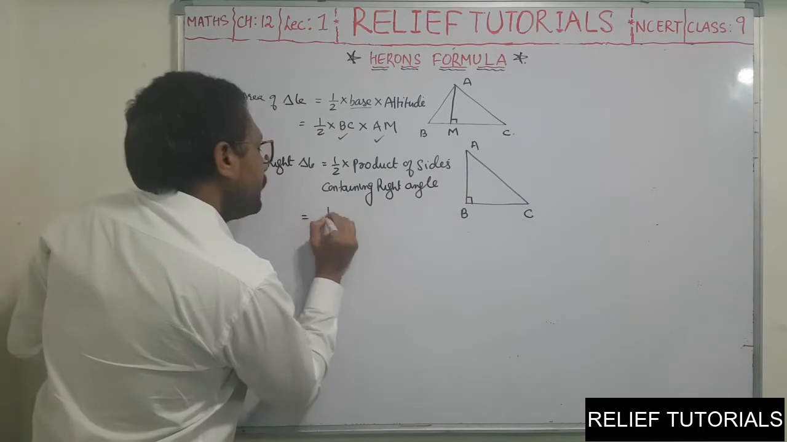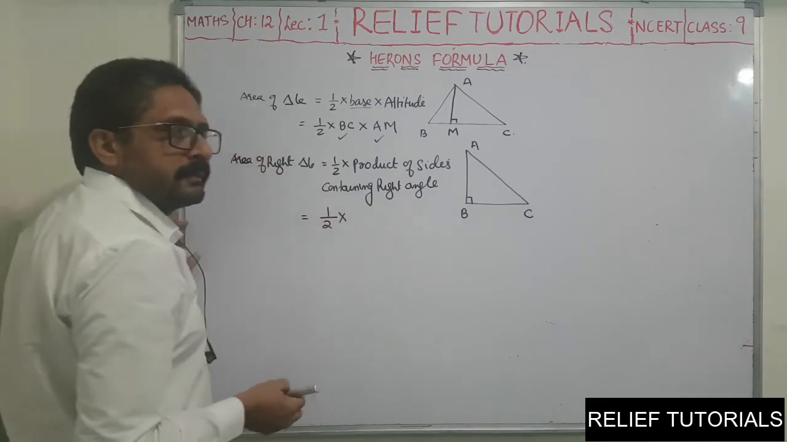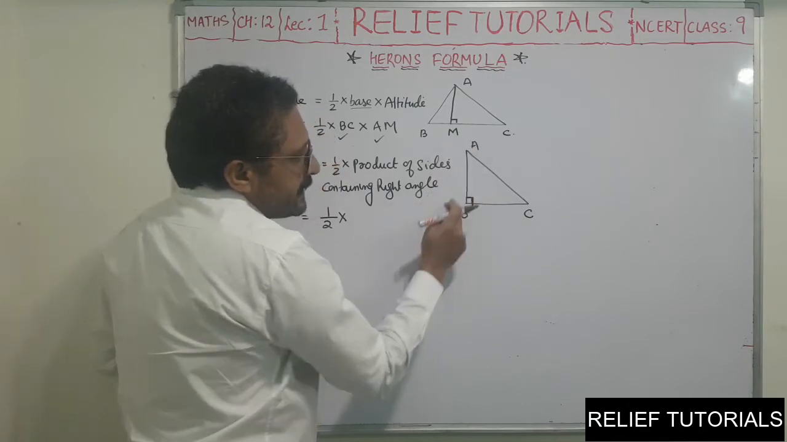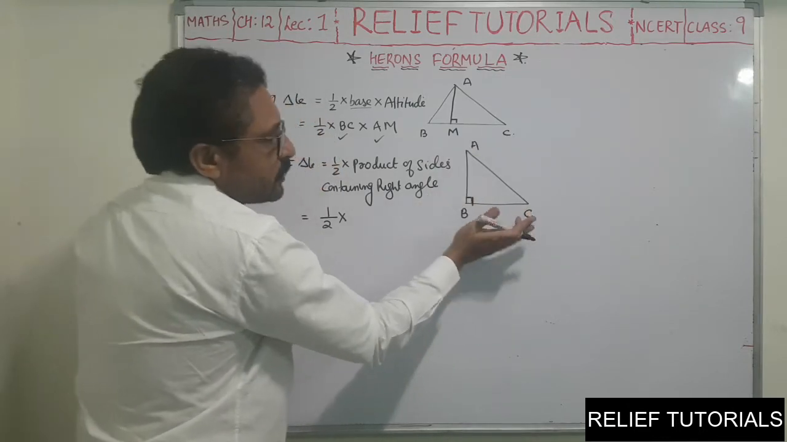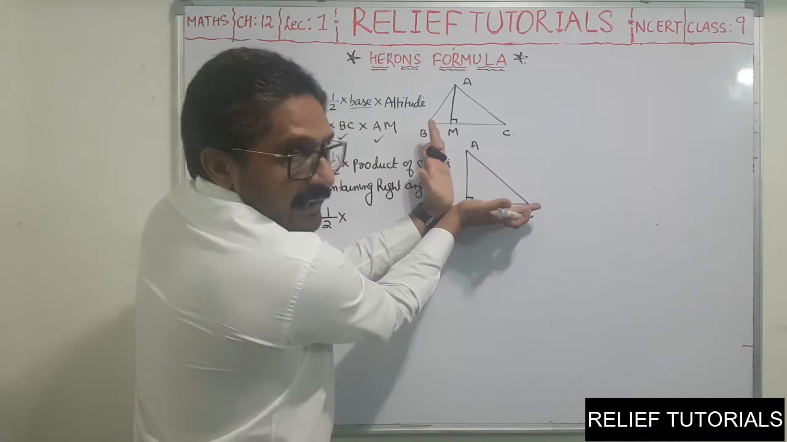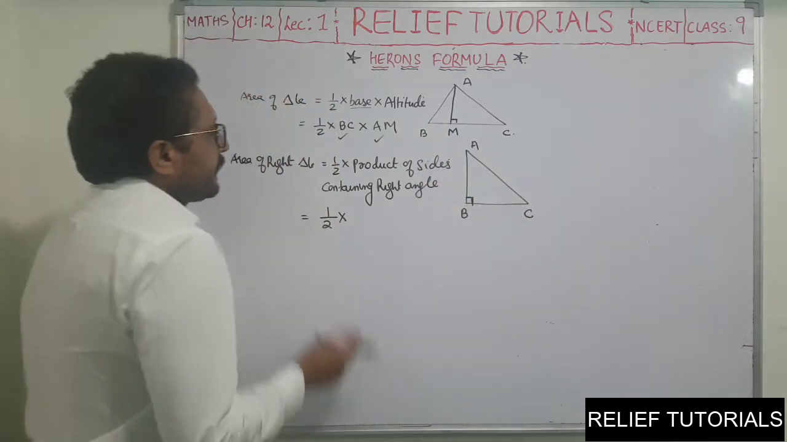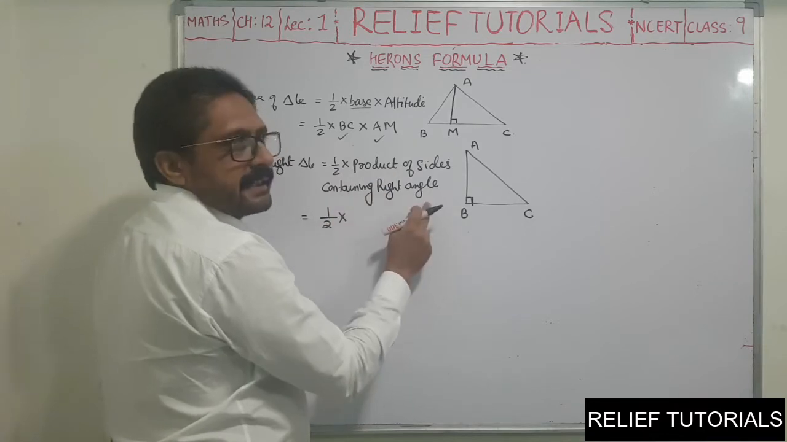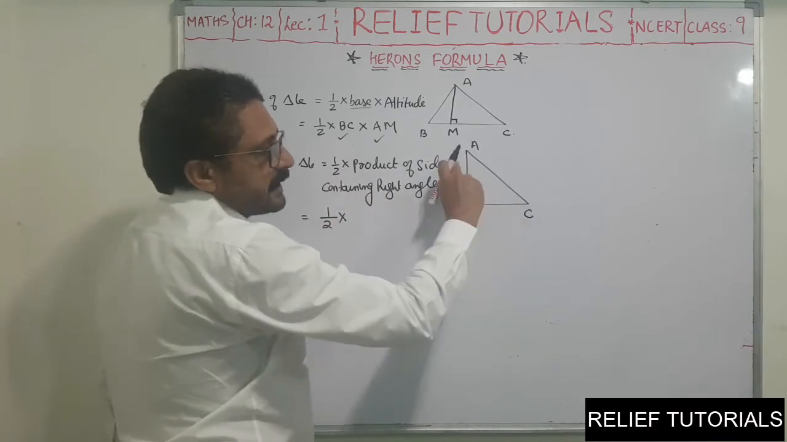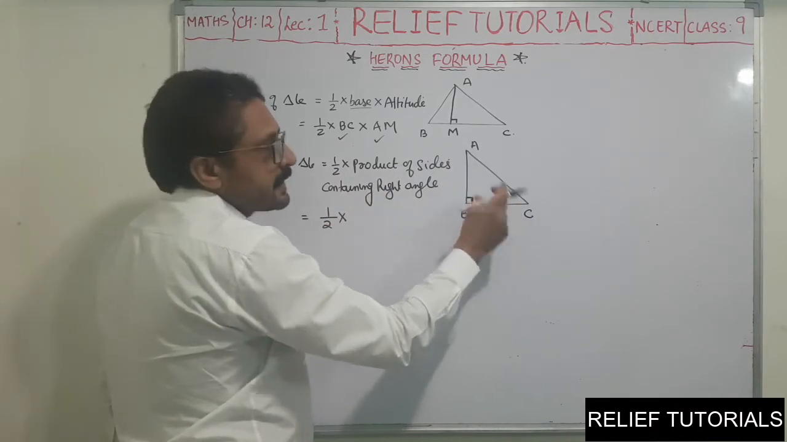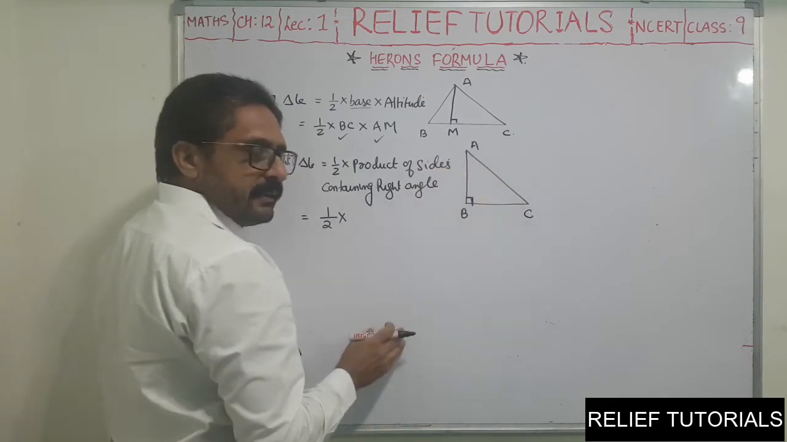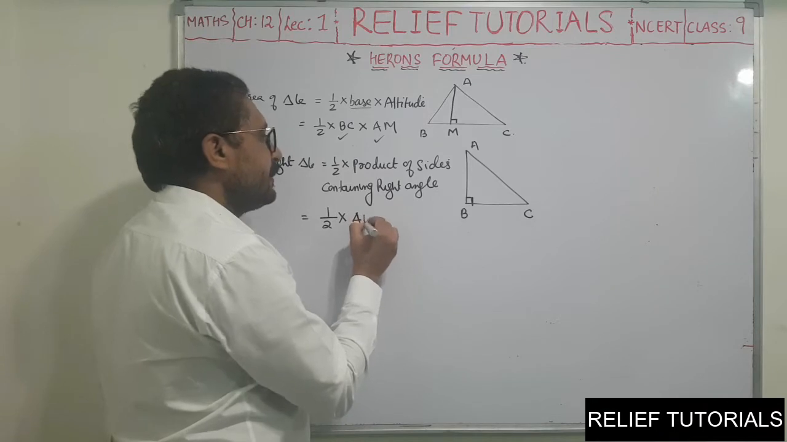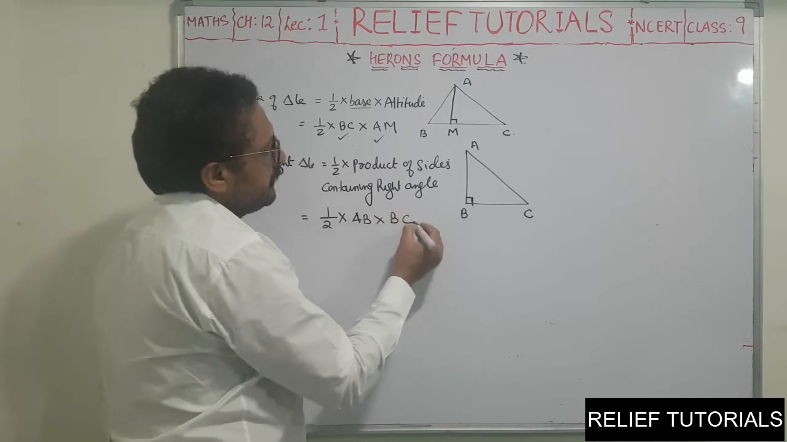So here, half. Which are the two sides containing the right angle? This: one side is AB and the other side is BC. So these two sides contain a right angle. So we can say the area of a right angle triangle is half into the product of sides containing the right angle. See these two sides, BC and AB. BC is the base and its corresponding altitude is AB. So we can say half into base BC into AB, or AB into BC.